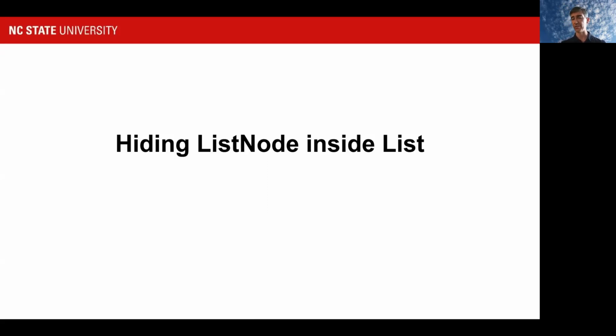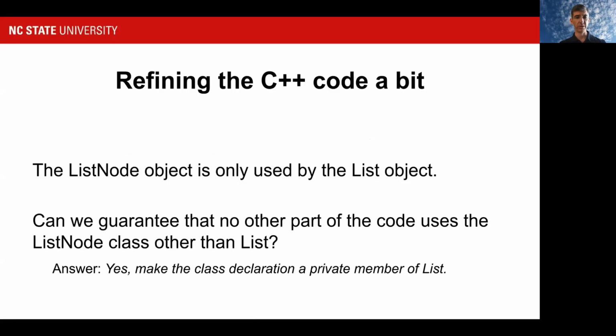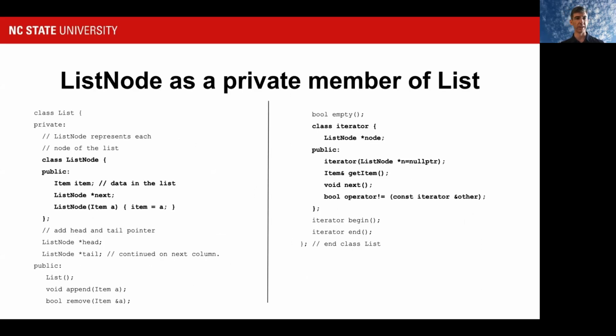We can take care of that. We don't have to expose those details. So what we could do, a question you might ask is, can we guarantee that no other part of the code uses the ListNode class other than list? And that way we fully hide the implementation of list. And the answer is yes. We can make the class declaration for ListNode a private member of list. And so that would look like this.